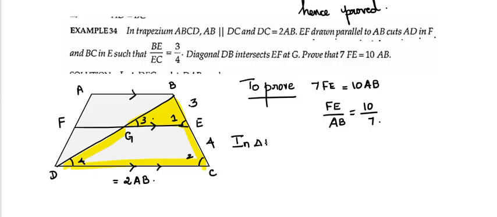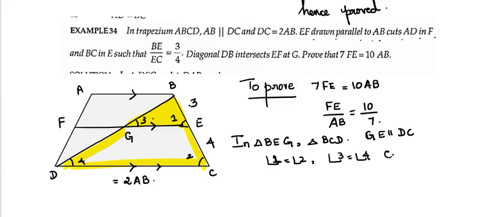In triangle BEG, comma, book method is slightly longer. We'll try the shorter method. In triangle BEG and triangle BCD, GE parallel DC. So angle 1 equal to angle 2, comma, angle 3 equal to angle 4 corresponding.